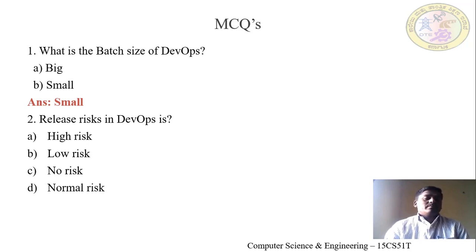The second question, release risk in DevOps is: high risk, low risk, no risk, normal risk? The answer is no risk at all. Continuous deployment is there, and a continuous monitoring system is there. If any errors come, automatically they will fix those errors. There is no release risk in DevOps.